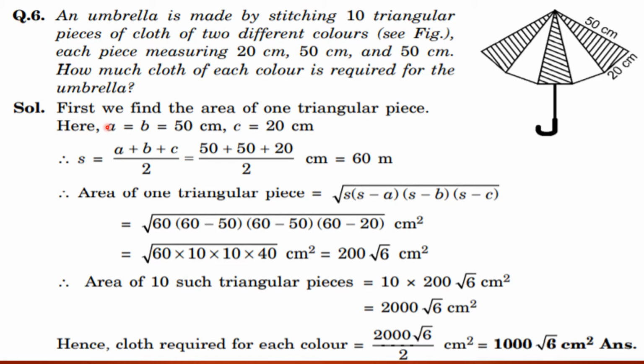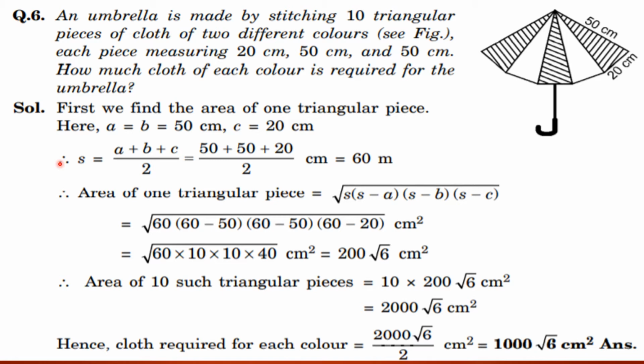Right. Let us first find the area of one triangular piece, because there are triangular pieces. First, let us find area of one triangular piece. Let us assume that a is equal to 50 centimeters, b is equal to 50 centimeters and c is equal to 20 centimeters. Just we are assuming for our convenience. Understood this step, my children? Right. Now we are finding the area of the triangle by using Heron's formula.